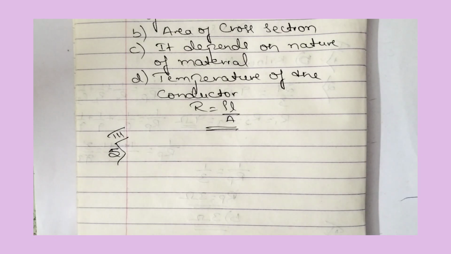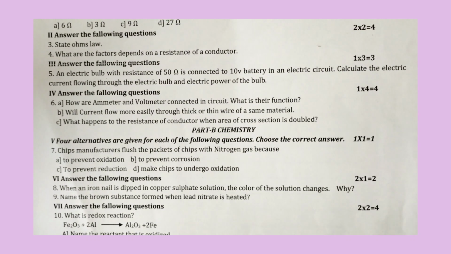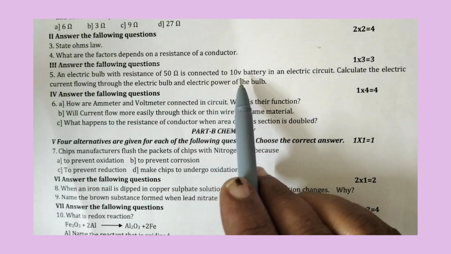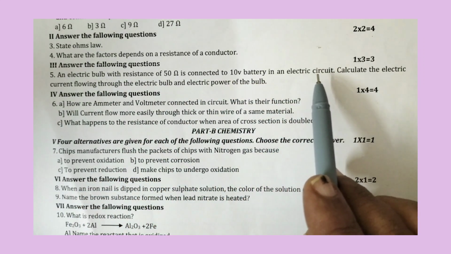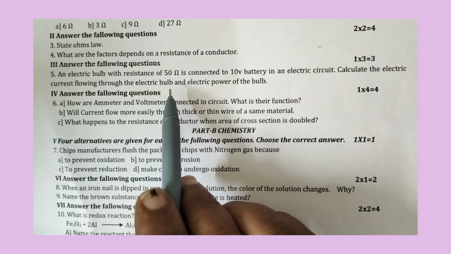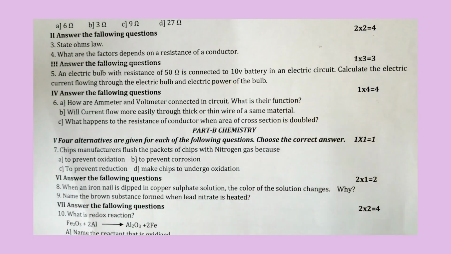So let us move to the fifth question, that is the third mark. An electric bulb with resistance 50 ohm is connected to a 10-volt battery in an electric circuit. Calculate the electric current flowing through the electric bulb and the electric power of the bulb.